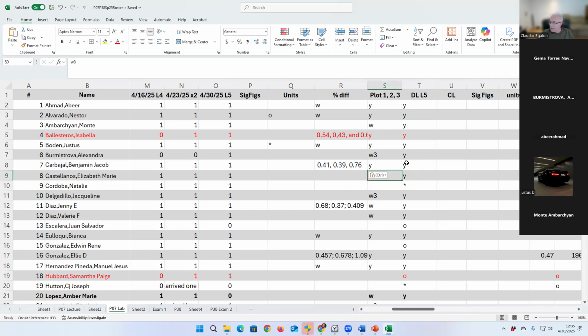Next is Elizabeth Castellano. Hello, Elizabeth. Okay, good. I was getting the same problem, but it was too big a percentage difference, so I'm redoing it. Okay. You still didn't find out what the problem is? You still trying to figure out what the problem is? Okay. If you need help, let me know. Let me go for the next one, Natalia Cordoba.